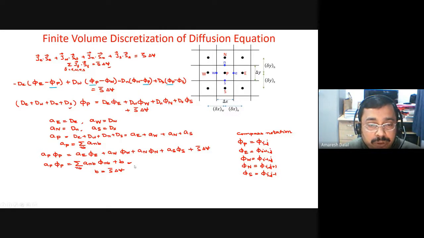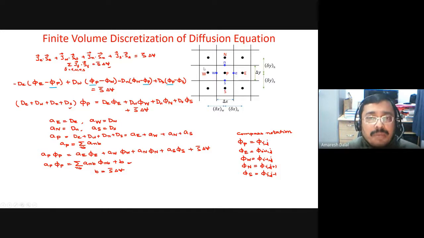So in the finite volume method, here we are writing aP phi P is equal to the summation of all the neighbors, aNB phi NB, plus b. Now this P is the representation of i,j, and east, west, north, south are i+1,j, i-1,j, i,j+1, and i,j-1. So this is the discretized equation, and you need to solve this at each grid point.